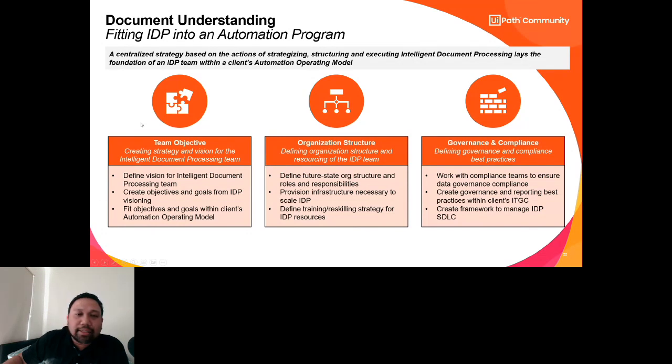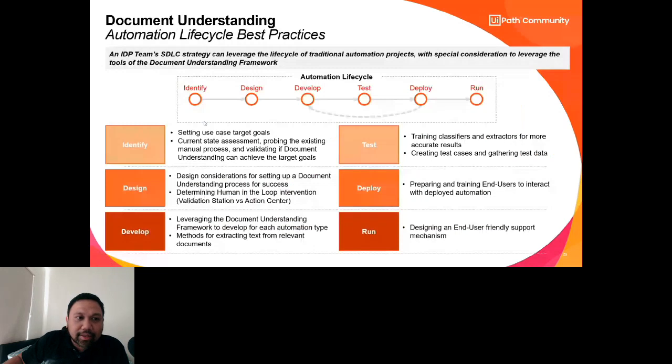The automation life cycle is practically the same as a typical development life cycle. You identify, you design, you develop, you test, you deploy, and you run the process. Of course, you're going to leverage the feedback loop. It's important to get feedback to be able to make whatever pilot project you did better.